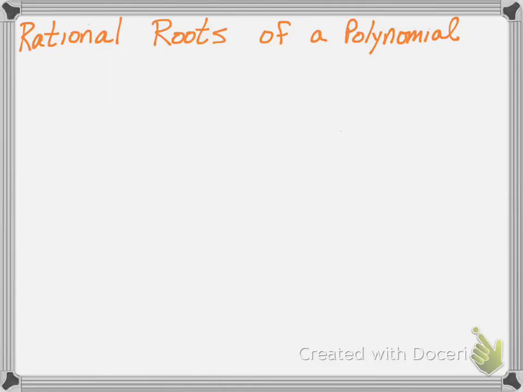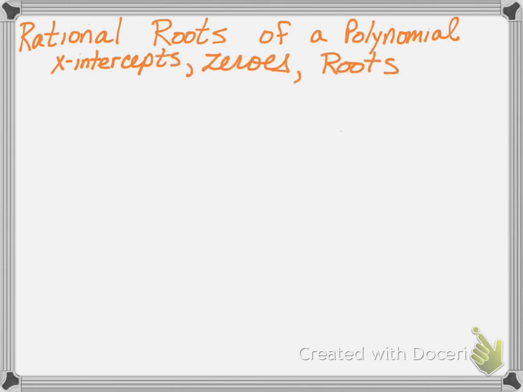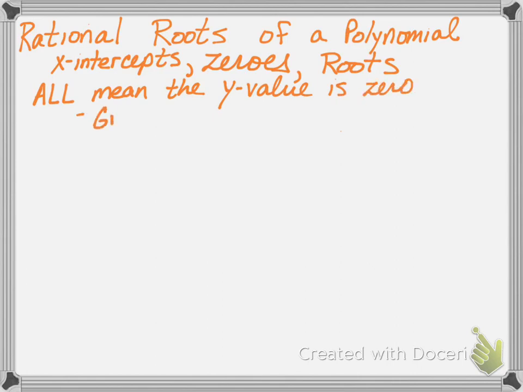In this college algebra lesson, we're going to talk about the rational roots of a polynomial. Rational roots are also called the x-intercepts or the zeros of a polynomial. They all mean the same thing. They all mean the place where the y value is 0.